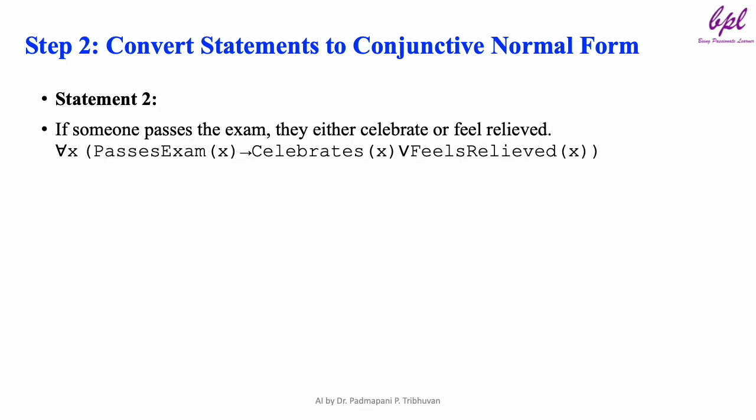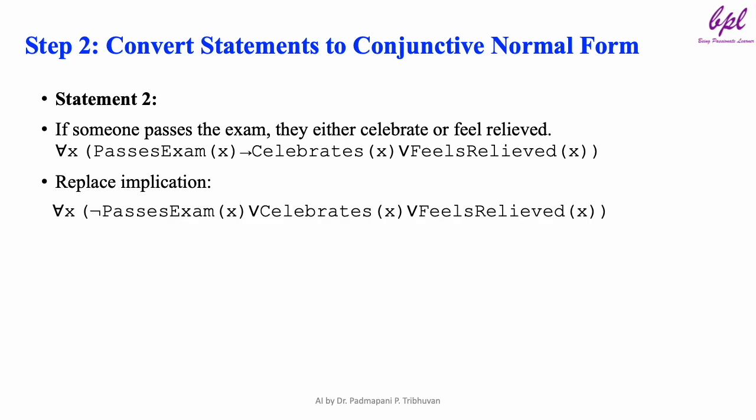The second statement is: if someone passes the exam, they either celebrate or feel relieved. We have represented this in FOL as for all x, if x passes exam, then x celebrates or x feels relieved. Now replace implication. So we will have the statement for all x, x does not pass exam, or x celebrates, or x feels relieved.